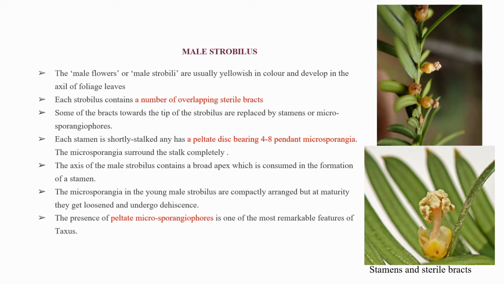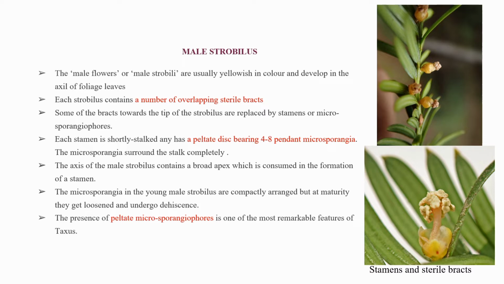Each strobilus contains a number of overlapping sterile bracts. Some of the bracts towards the tip of the strobilus are replaced by the stamens or microsporophylls. Each stamen is shortly stalked and has a peltate disc bearing 4 to 8 pendant microsporangia. The microsporangia surround the stalk completely.